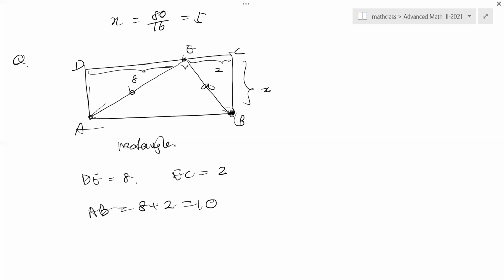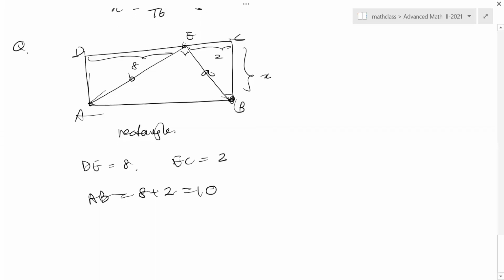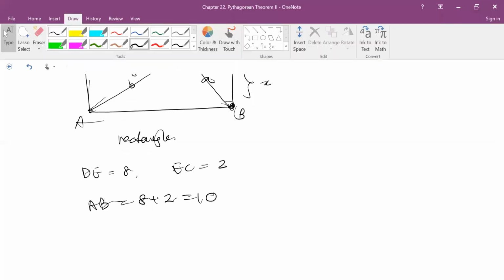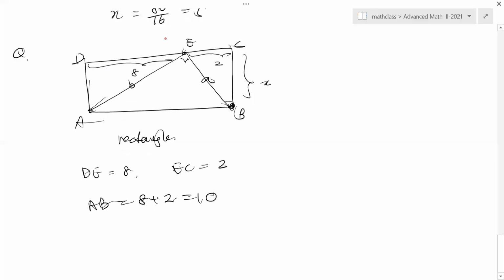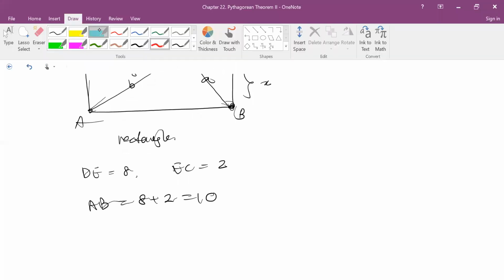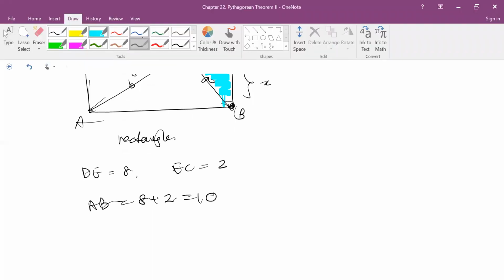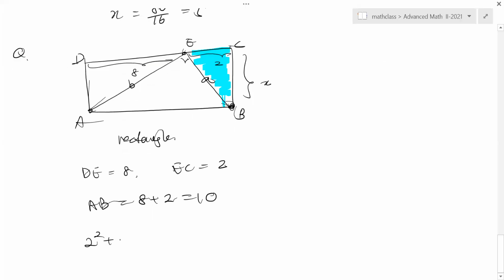All right. You could use similarity, but I'm not going to ask you to use similarity. Okay, we use the Pythagorean theorem. We apply the Pythagorean theorem to this triangle, and then you will get 2 squared plus x squared equals a squared.